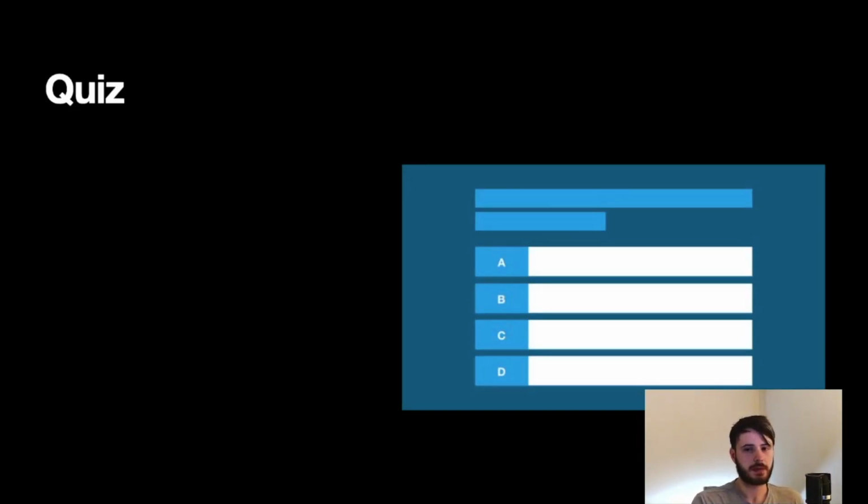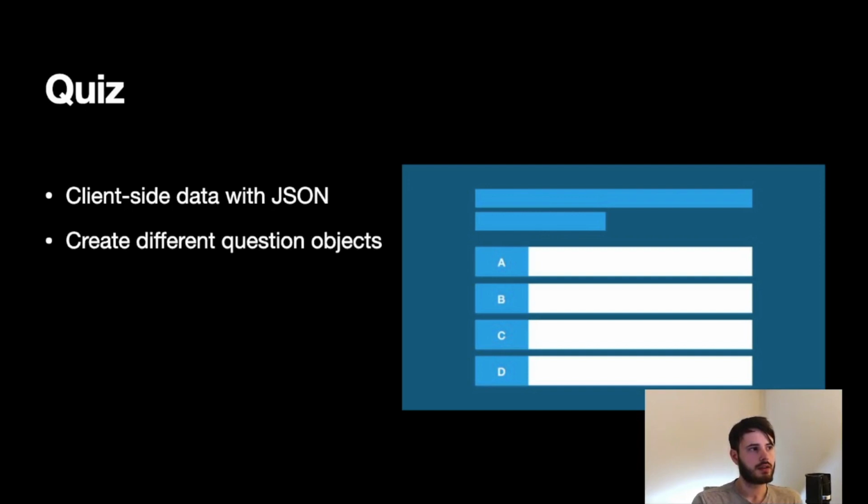The next project I put was a simple quiz. And the idea behind this is you're getting client-side data with a JSON object, and you're just going to create different questions as objects based on the question type that you set up however you want. You render each of the questions differently. And so you might have some questions that are A, B, C, D. You have other questions that might be fill in the blank, and they have to use an input field.